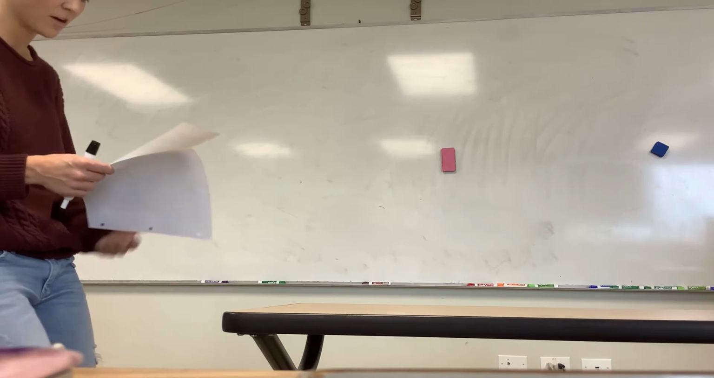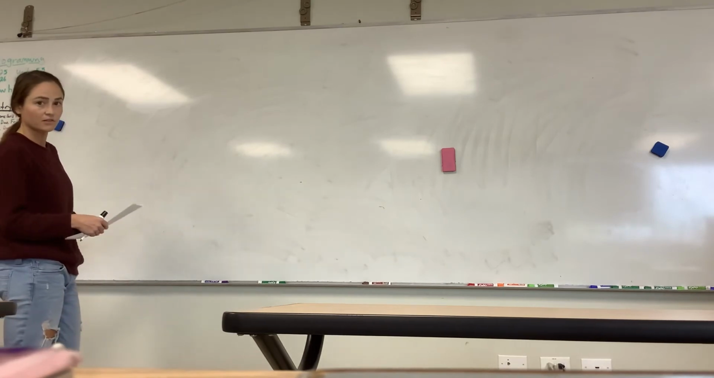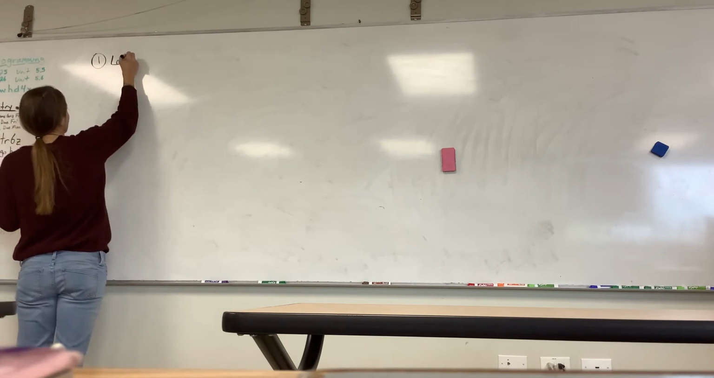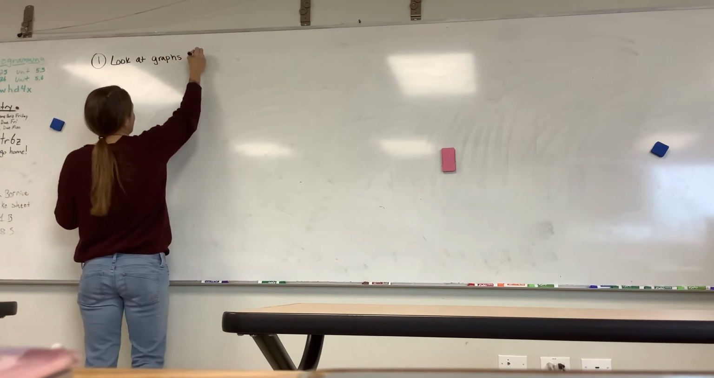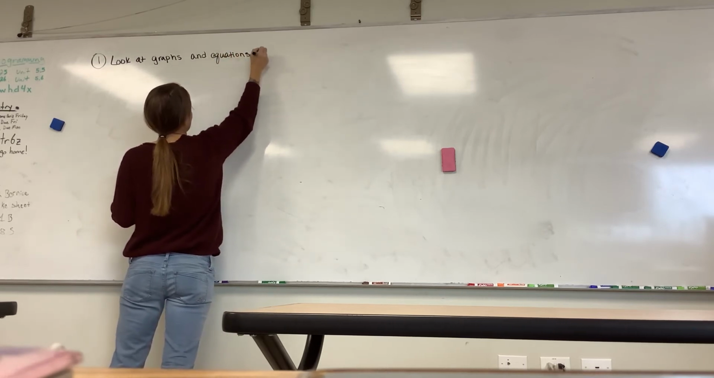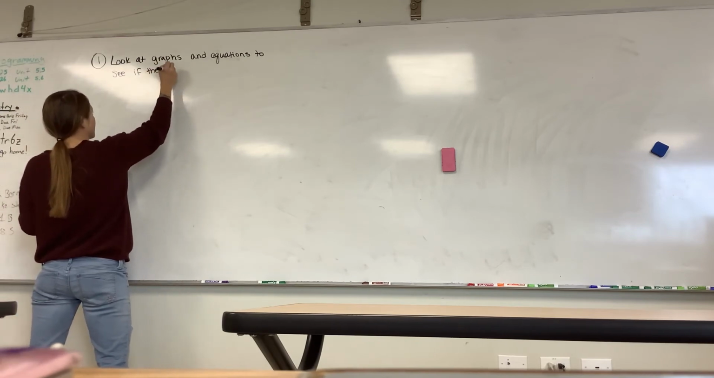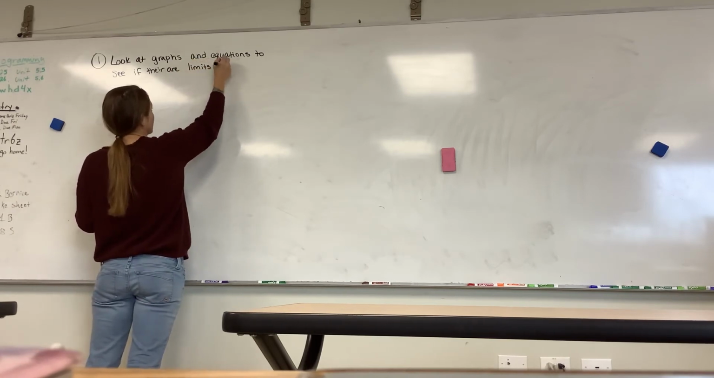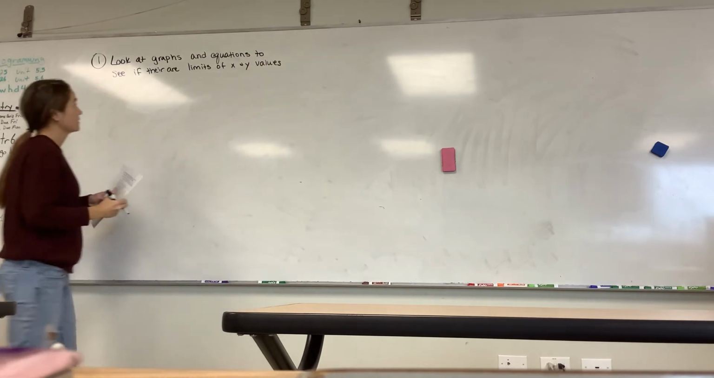So I guess the first tactic I would use, maybe write this in the space underneath. Tactic 1: look at graphs and equations to see if there are limits of x and y values. Right? So this is the first thing.